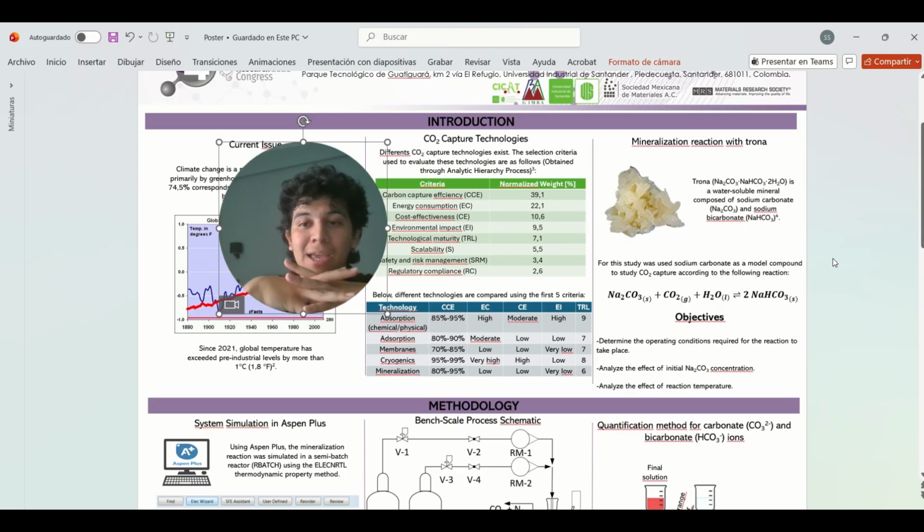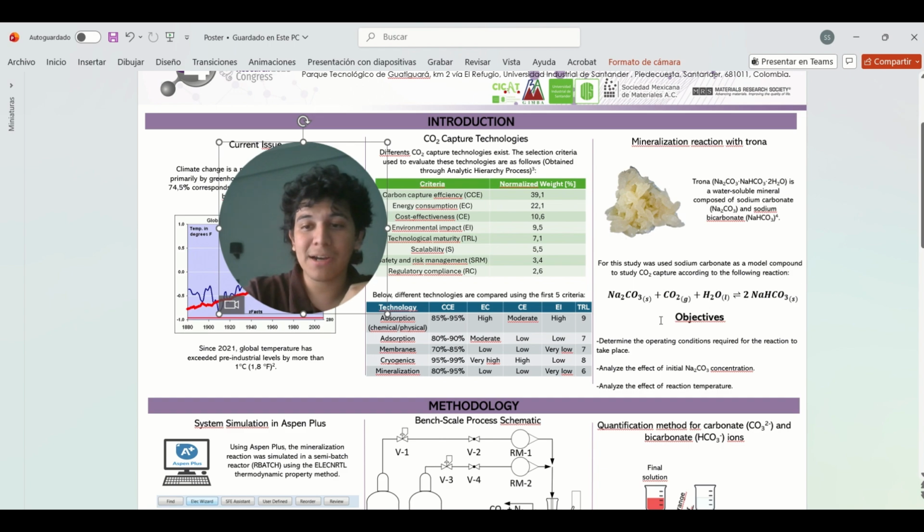This is the composition, and this salt is soluble in water. The composition of this salt is sodium carbonate and sodium bicarbonate. For this study, I don't have Trona in my laboratory. So I use sodium carbonate for this investigation as a model compound.